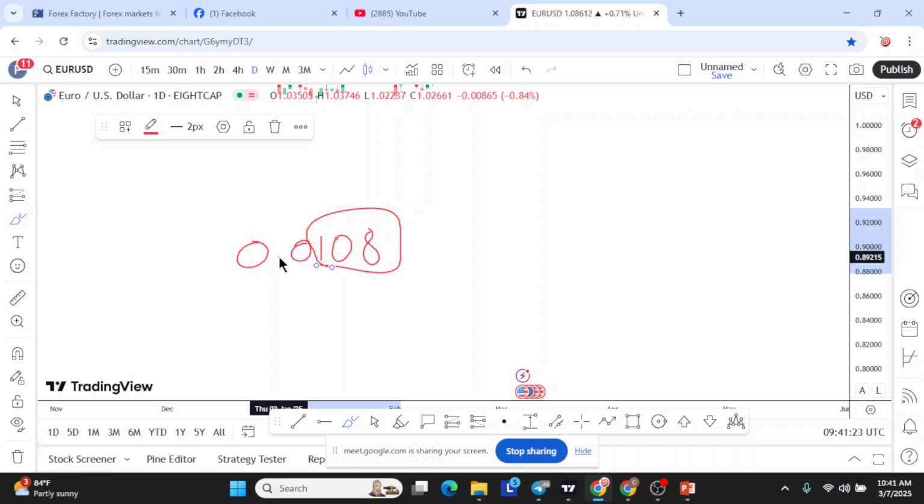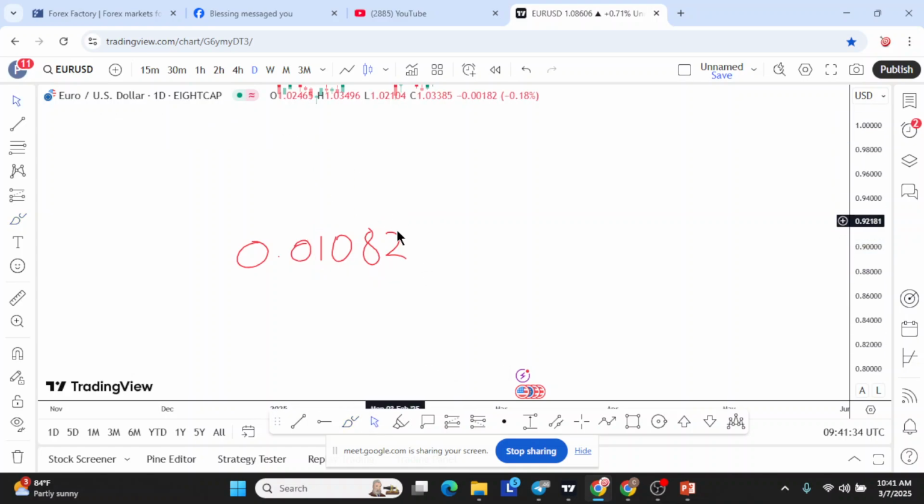And if it is 5, let's say we have 2 here. This 2 is the pipette. You get it now. This 2 here is the pipette. So the other number we can see here is 108. So this means that I've just written 108 pips. Do you get it now?